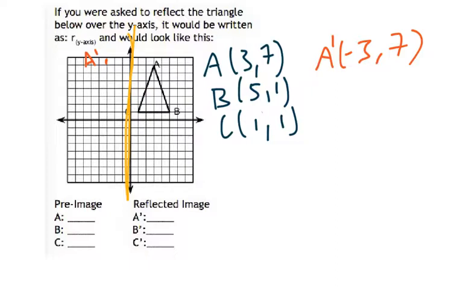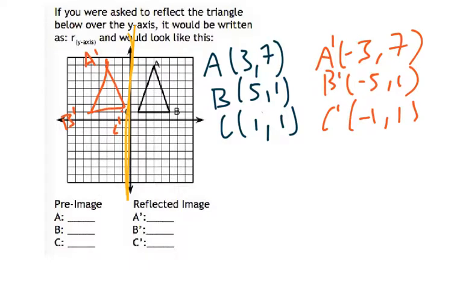B is 5 away from our y-axis, so it's going to be 5 away from the y-axis in the other direction. So that's B prime. So B prime is -5, 1, and C is 1 unit away, so it's going to be 1 unit away on the other side, and there's C prime. So C prime is -1, 1. So here is our reflected triangle over the y-axis.